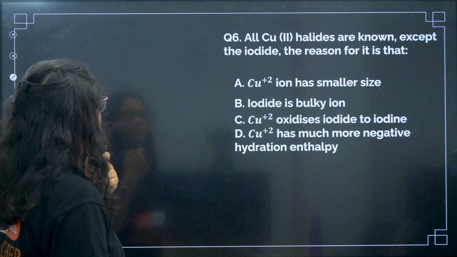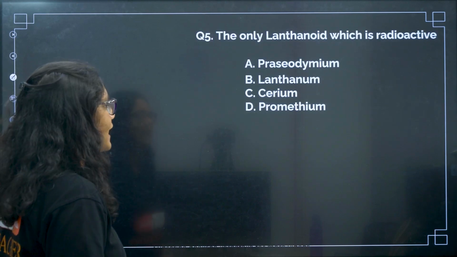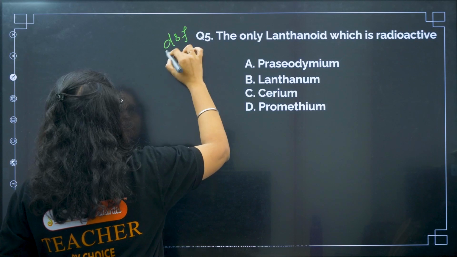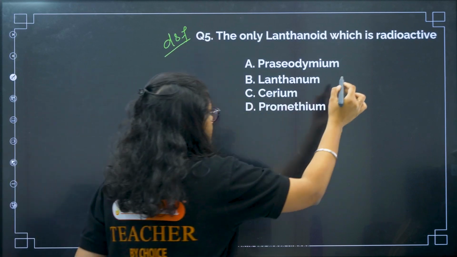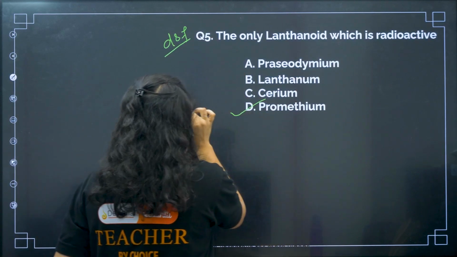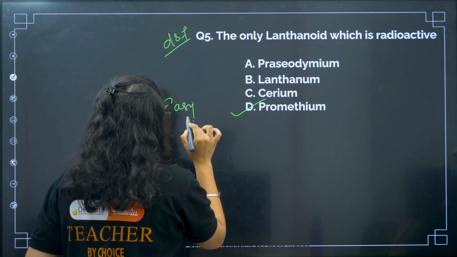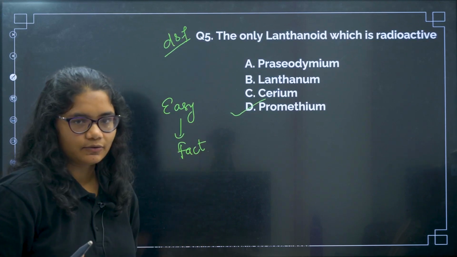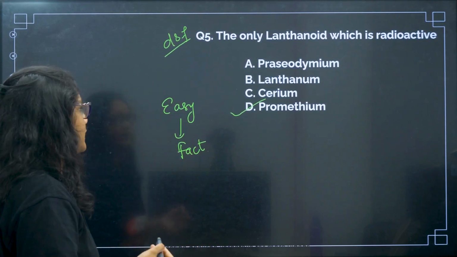Now coming to question number 5, the only lanthanide which is radioactive. This question is from your d and f block. The answer for this is promethium. Again, this question is easy and it is a fact based question. You just need to know this fact. There's nothing more logical in it.